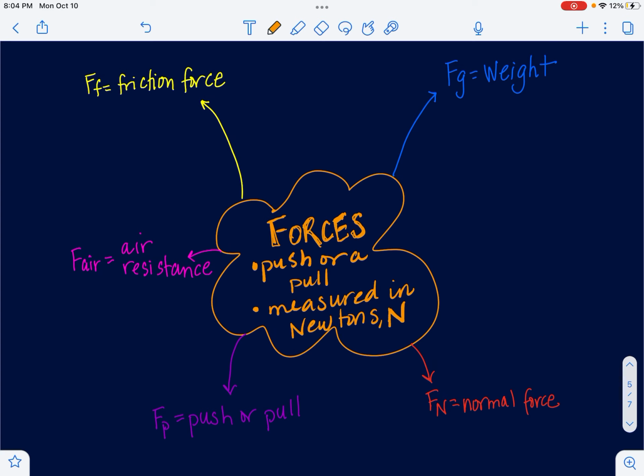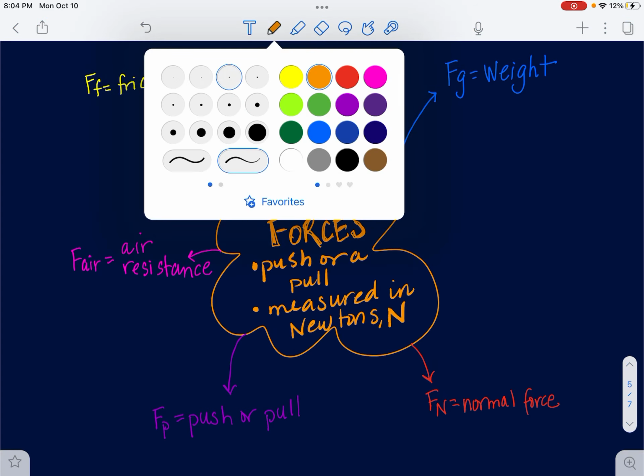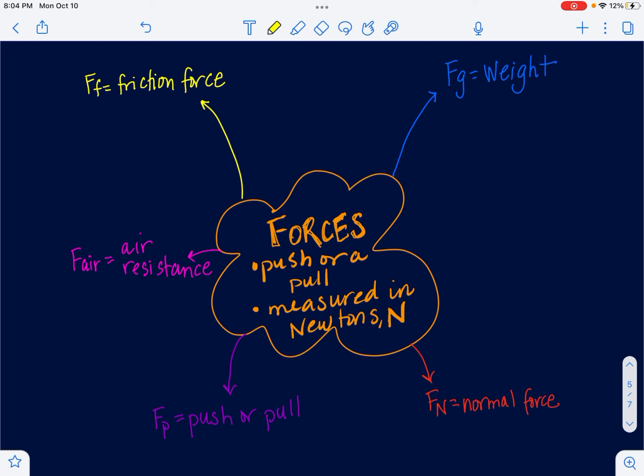So one of those forces is a friction force up here in the upper left. And if you take your hands and you rub them together and you feel that heat that occurs, that is an example of a friction force. A friction force occurs between two surfaces. So in the case that we just talked about, those surfaces are your hands. If you're pushing a book across the table or something like that, the book and the table are the two surfaces that we're talking about there.